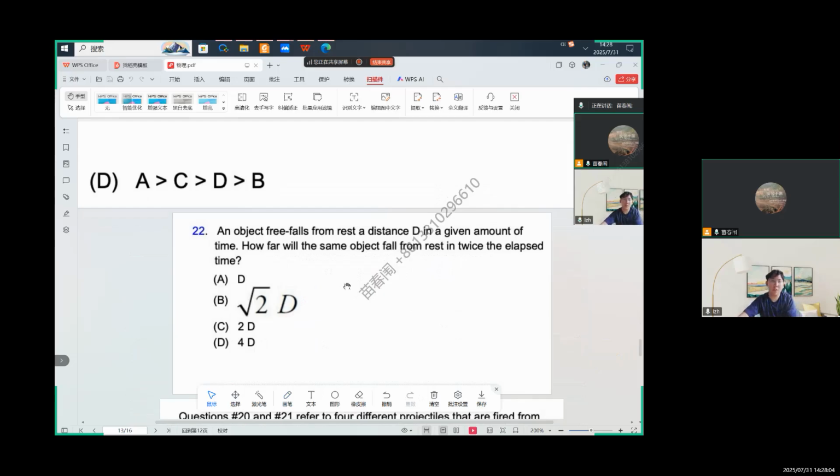An object free falls from rest a distance d in a given amount of time. How far will the object fall from rest in twice that time? Is there a horizontal direction or no? It's just free fall, like Newton's apple falling, right?